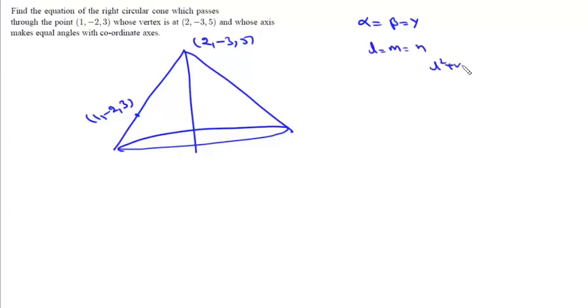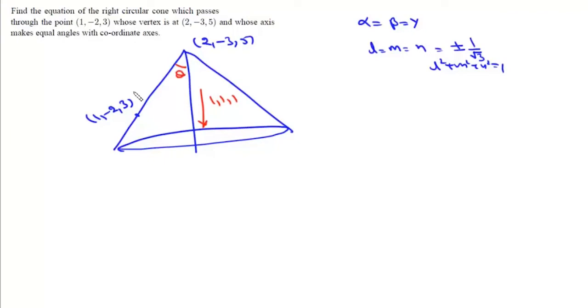Now L square plus M square plus N square is 1. That means the value of L, M and N is either plus 1 by root 3 or minus 1 by root 3. So from here we'll get the direction ratios of this axis, and they are 1, 1 and 1. Now first we'll find this half angle using the dot product.